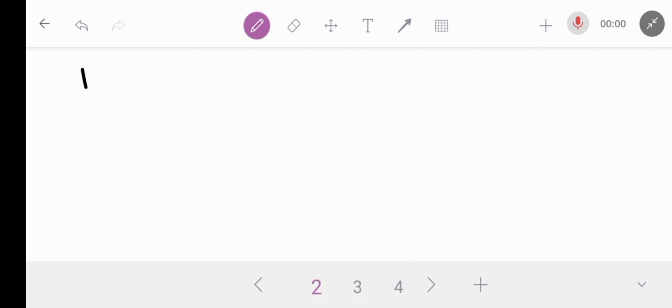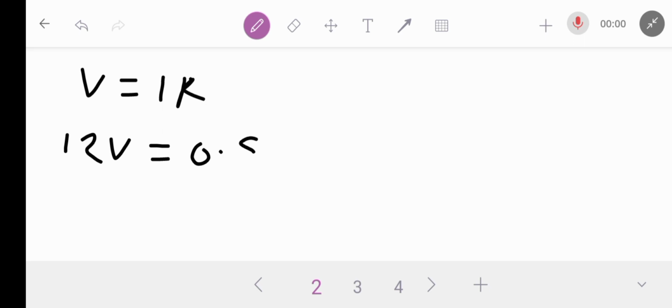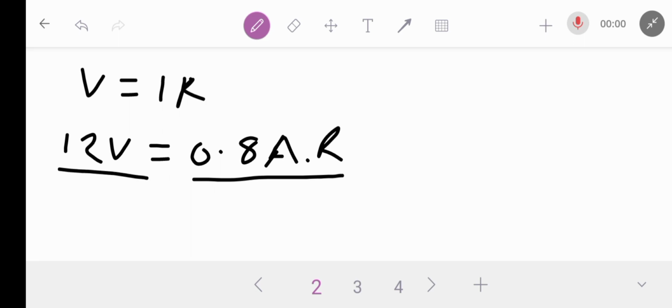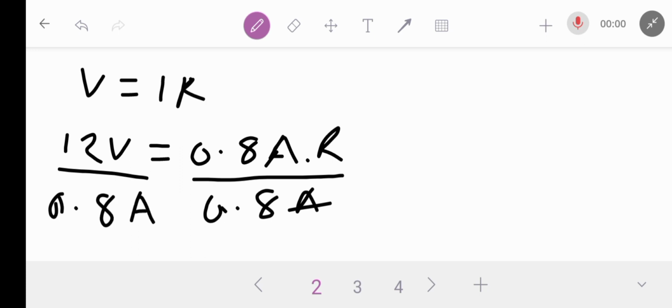So we're going to say V is equal to IR, of course. Then we know that this V is 12 volts. So 12 volts will be equal to 0.8 amps times R, our resistance. But we have to make R the subject of the formula here. So we are going to divide both sides by what R is actually carrying. So we're going to say 0.8 amps this side, and 0.8 amps this side.